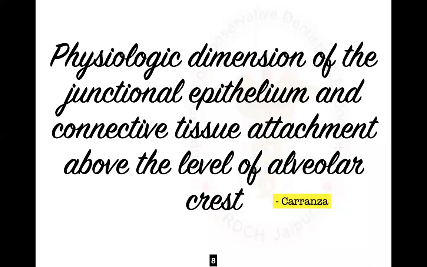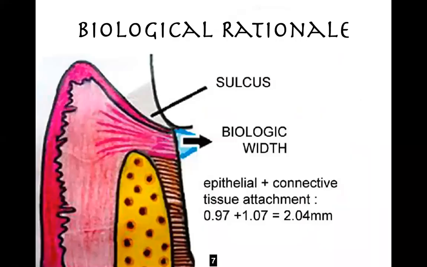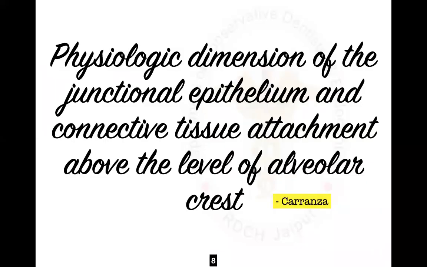First of all, I want you to write down this definition of biologic width. This is coming straight from your Carranza. It is a physiologic dimension. In the simple way I described, biologic width is junctional epithelium plus connective tissue, combine both and that forms our biologic width. So in definition, it is the physiologic dimension of junctional epithelium and connective tissue attachment above the level of the alveolar crest.